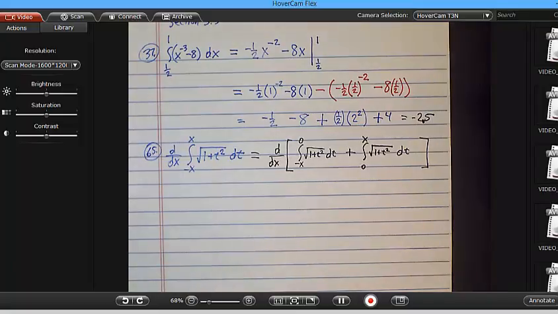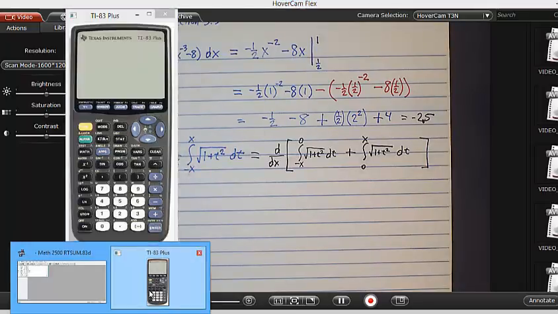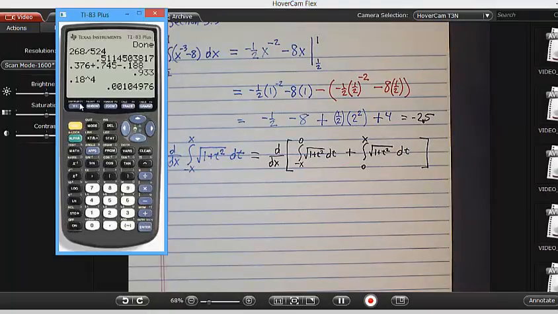Let me see if I can show you a picture that'll help it make sense. What I did was this. Let's see what the graph of the square root of 1 plus t squared looks like. Real quick in a calculator. So I'll clear this out and just graph the square root of 1 plus x squared. Okay, there it is, right?